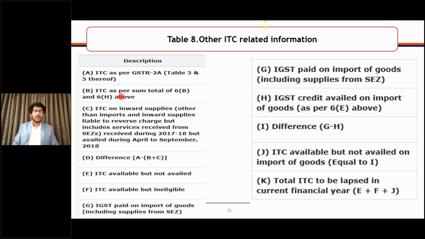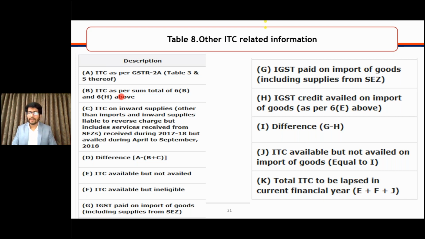So friends, table 8 deals with other ITC related information. So there was a myth earlier that we can take ITC only as per 2A. Whatever difference is there in ITC as per 2A represented in table 8A and ITC claimed is to be reversed. But it was a myth.